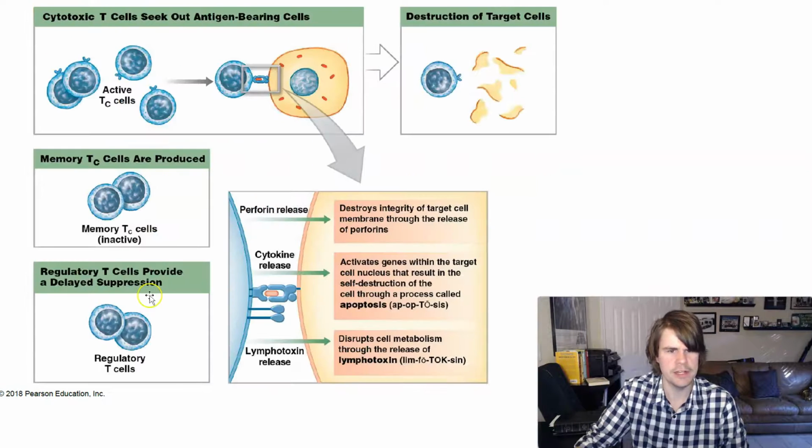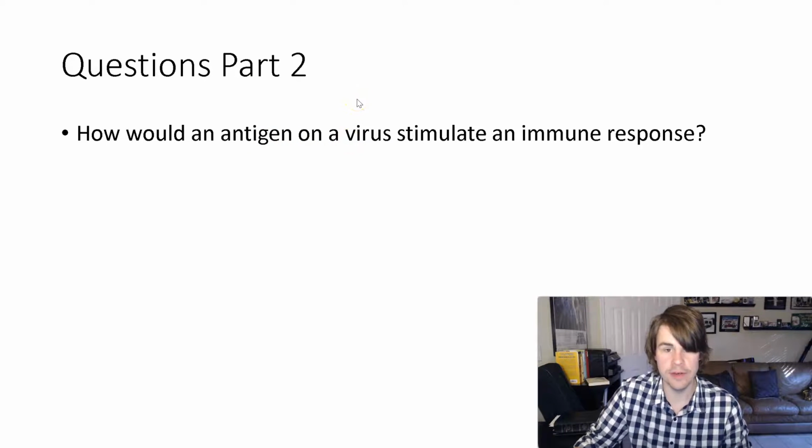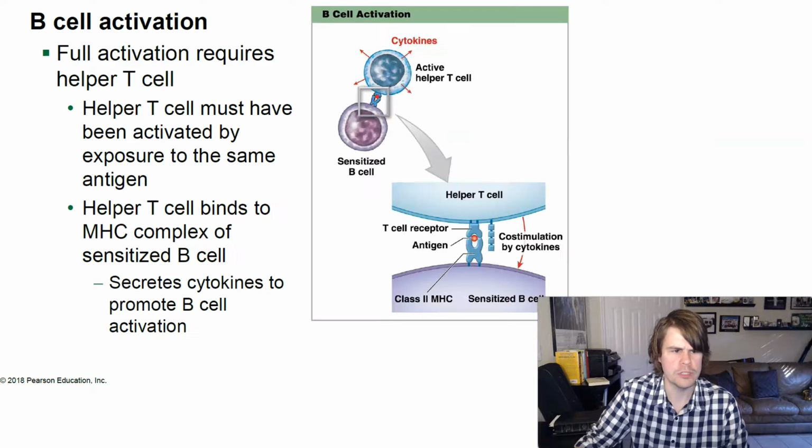So let's see a picture here. You can see activated T cells. Memory T cells are produced. Regulatory T cells provide a delayed suppression. Okay, so they kind of keep everything regulated. And then all those chemicals can be used to destroy that target cell, whether it's an abnormal cell or a pathogen. So how would an antigen, this is question part 2, how would an antigen such as a virus stimulate an immune response, okay?